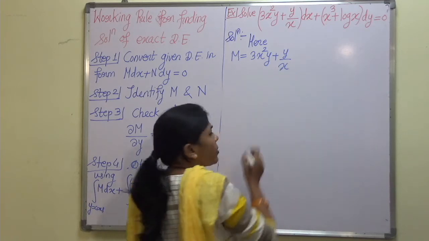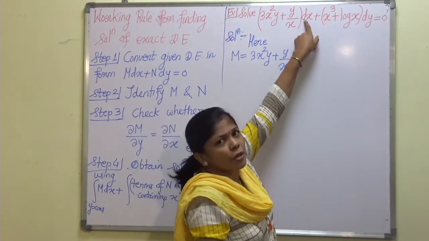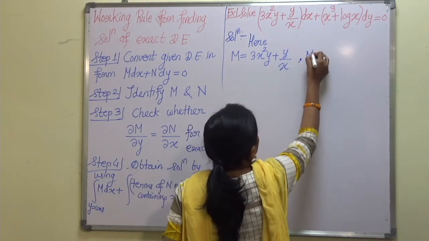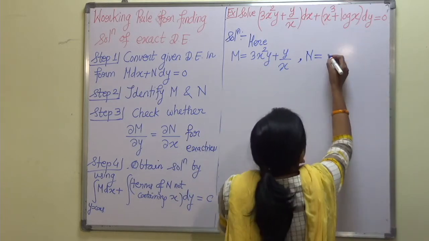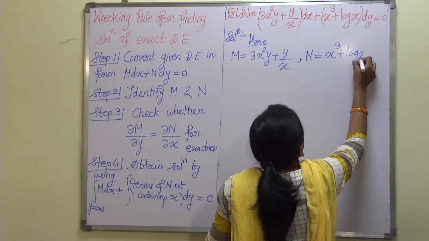The question arises, what will be M? It's very simple. Just the coefficient of dx is M, and the coefficient of dy is N. So what is N here? It is x cube plus log x.